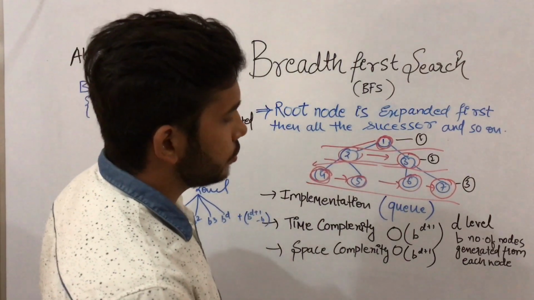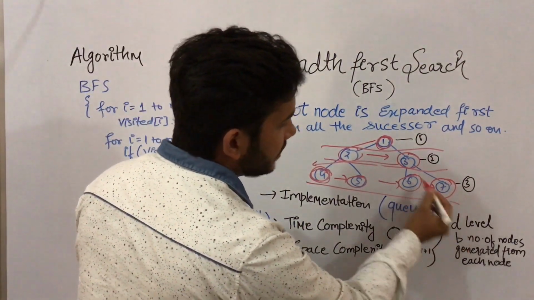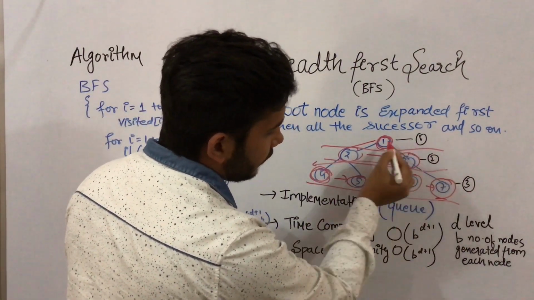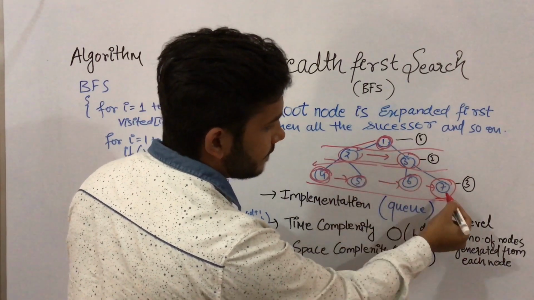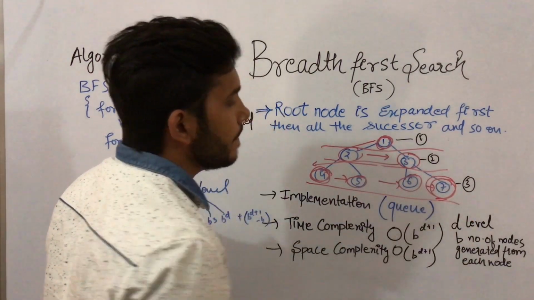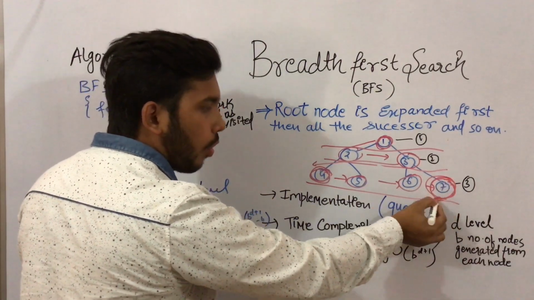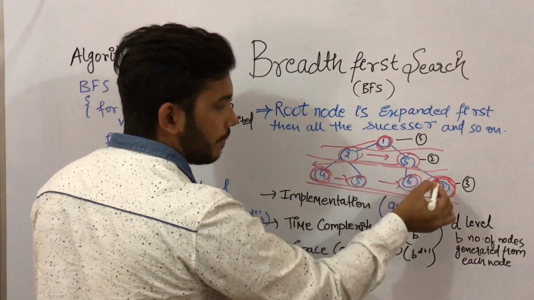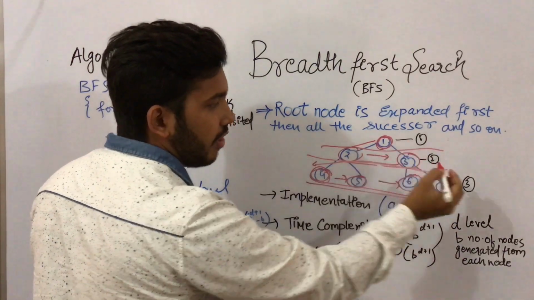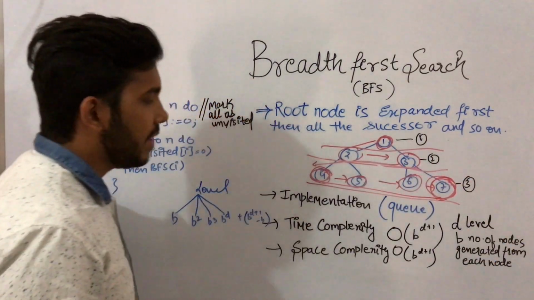So suppose you want to search for the seventh element, then you have to visit 1, 2, 3, 4, 5, 6 and then 7. And meanwhile, while you are visiting a particular node, all the nodes at a particular level and above are stored in the memory.